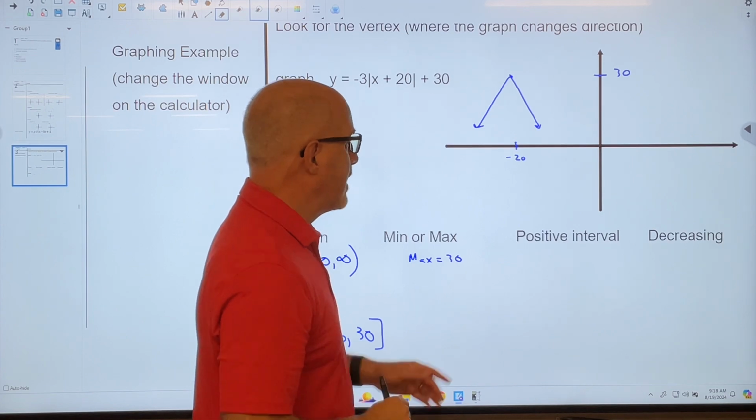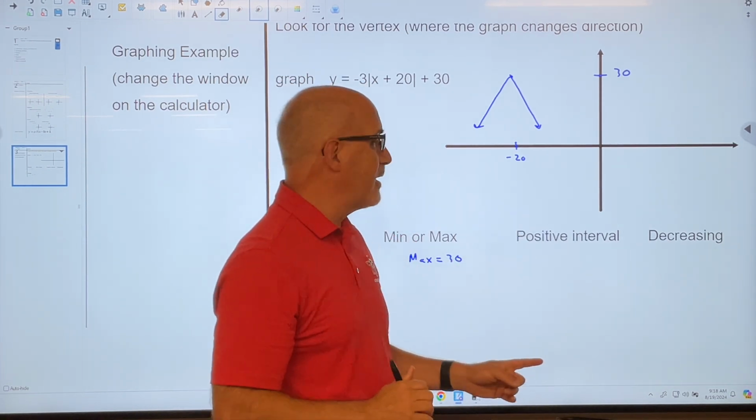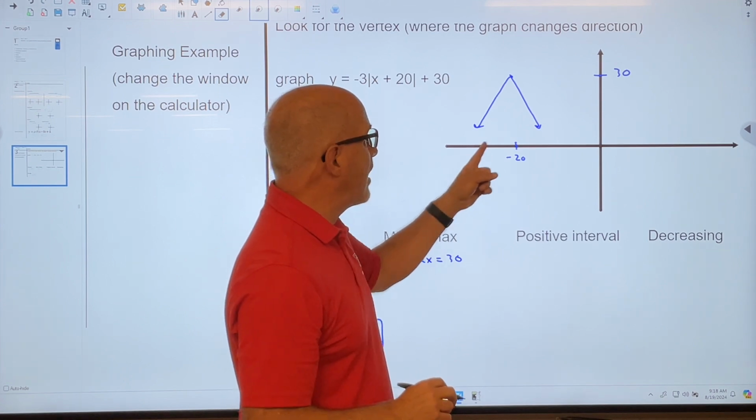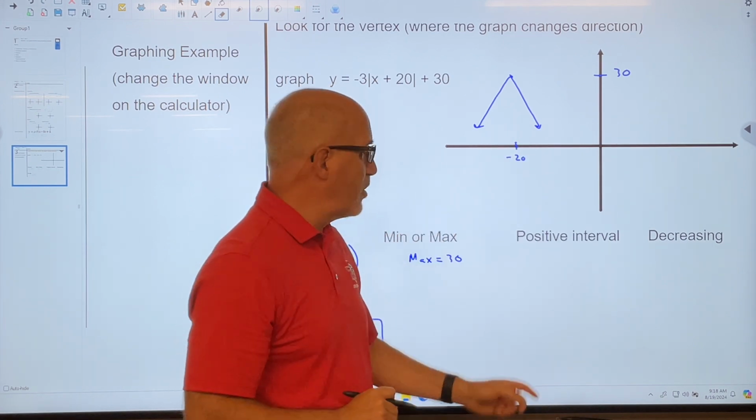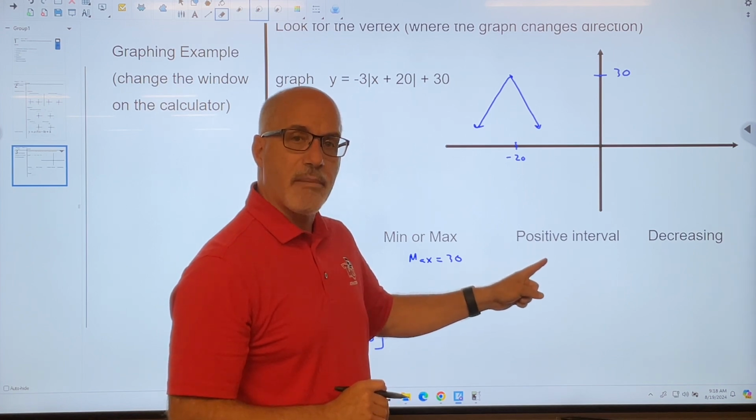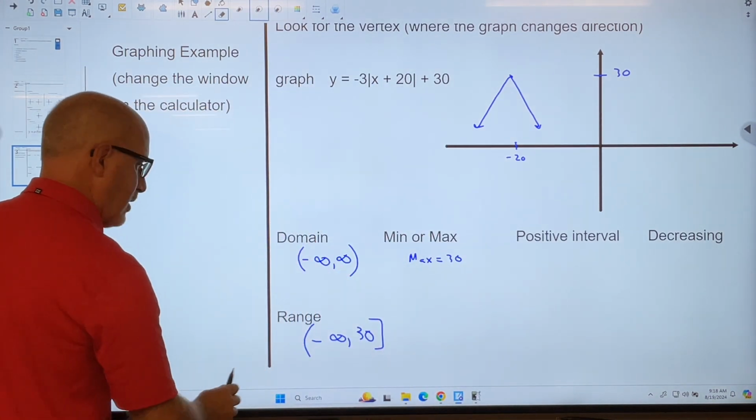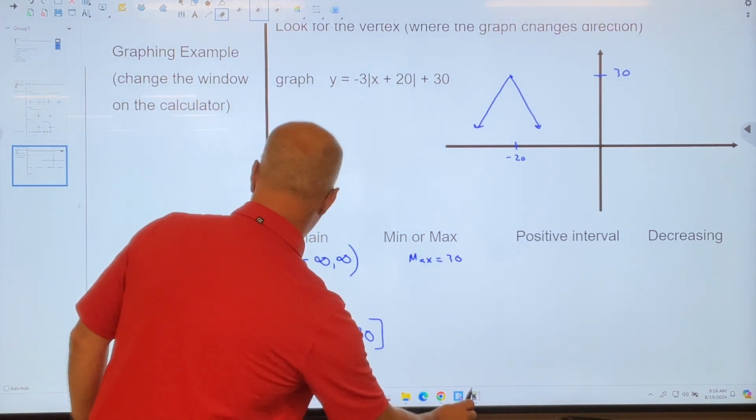Positive interval, where is this positive? Where is it decreasing? Okay, what we have to do is find out where it crosses the axis to know where it's positive. So what I want to do is go ahead and look at my graphing calculator to help me do that. So on my graphing calculator, pull that up here.